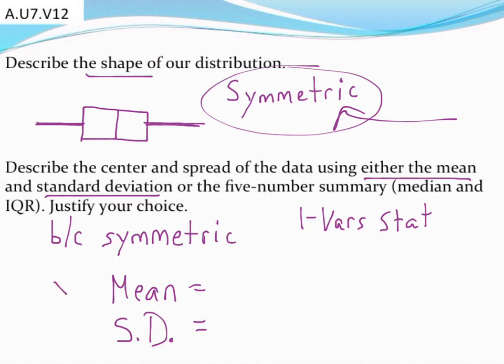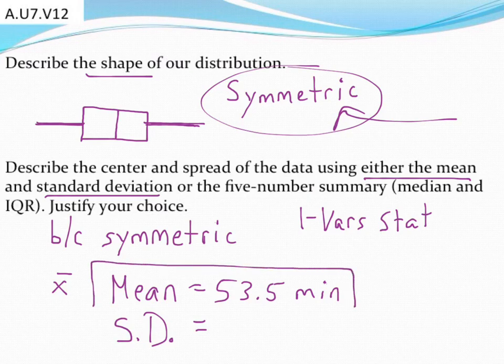The mean, remember, is the x bar that you get when you run this on the calculator. And the mean comes out to be approximately 53.5 minutes, which if you notice, that actually was our median. That tends to be true. When your data is symmetric, your mean and your median tend to be approximately equal to each other. This time they were exactly equal to each other.